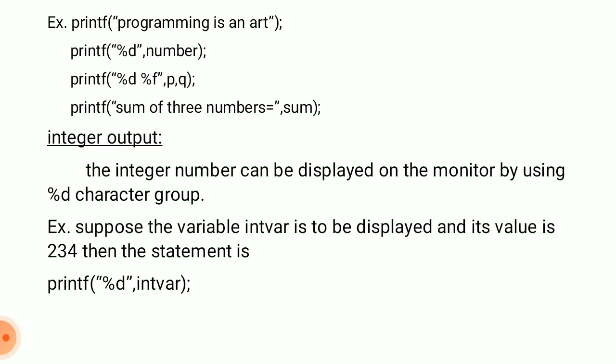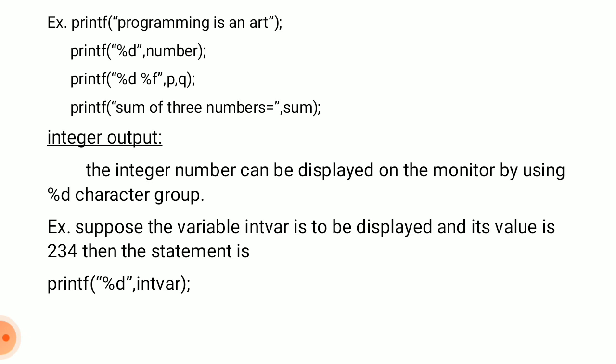The next example is printf %d number. Here I have taken a control string that is %d. %d means it prints integer type data. Where is it printing? In number. Number is a variable, so whatever value you have read into number, that value will be printed. Suppose number is equal to 2, then that number will be printed.